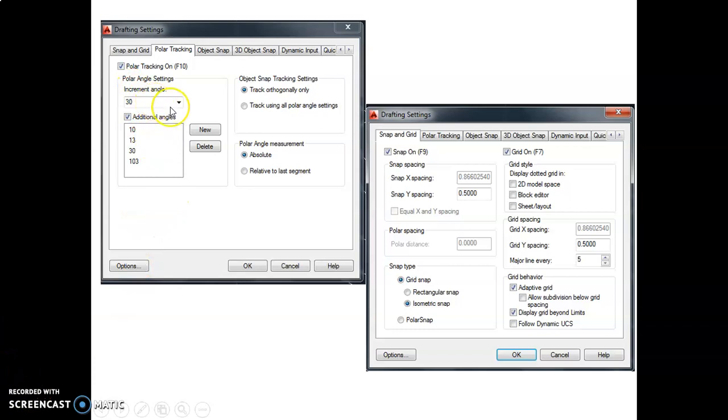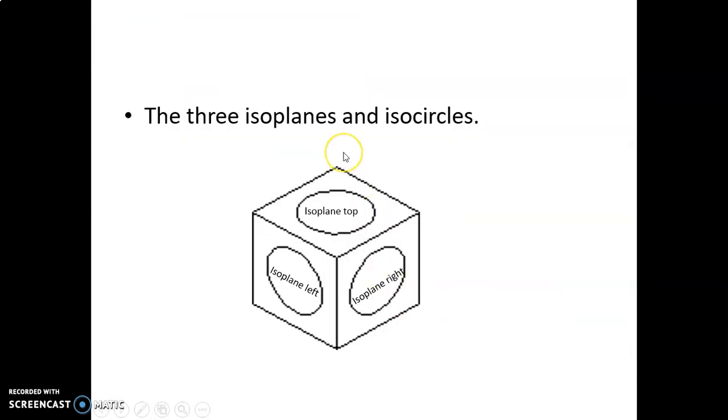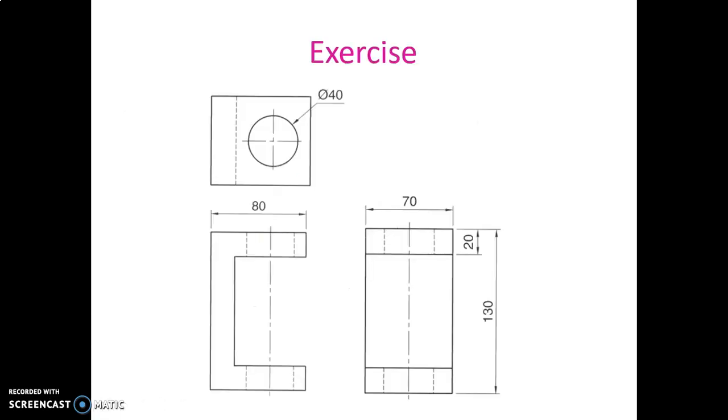The angle will be 30 degrees, spacing just now 0.5, and then you can click OK. These are the 3 isoplanes and iso circles. You can try on your AutoCAD software. Produce a cube, and when you draw a circle, it will be shaped like an ellipse because of the angle of 30 degrees. Now for the first exercise, construct an isometric drawing of this orthographic drawing. So do it now.